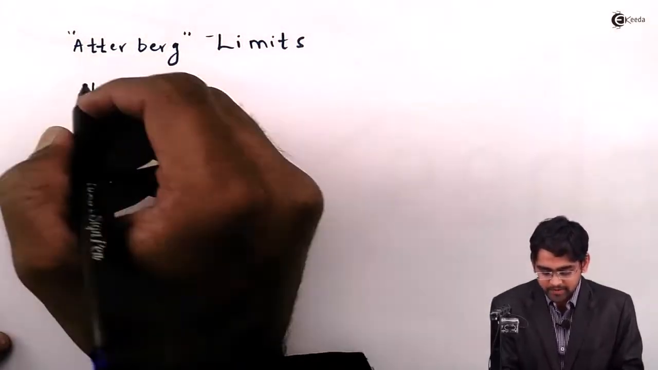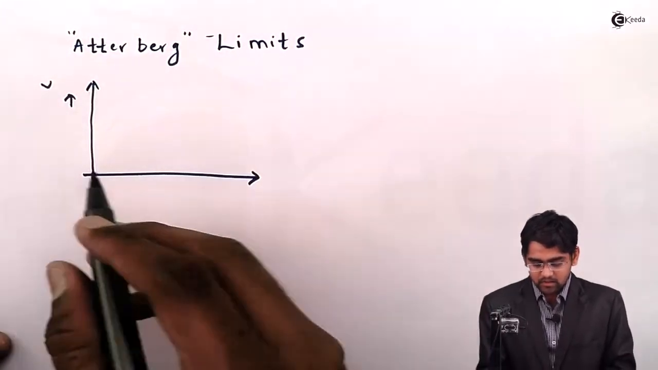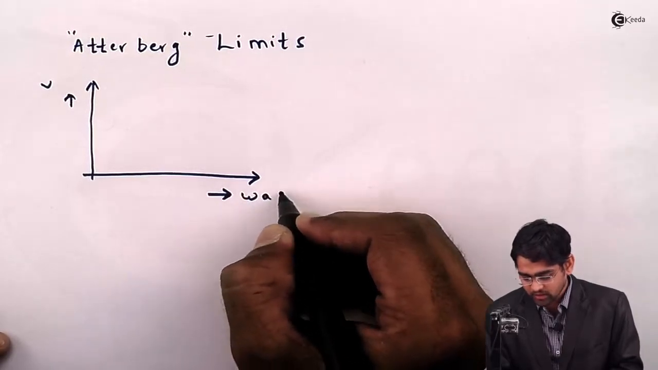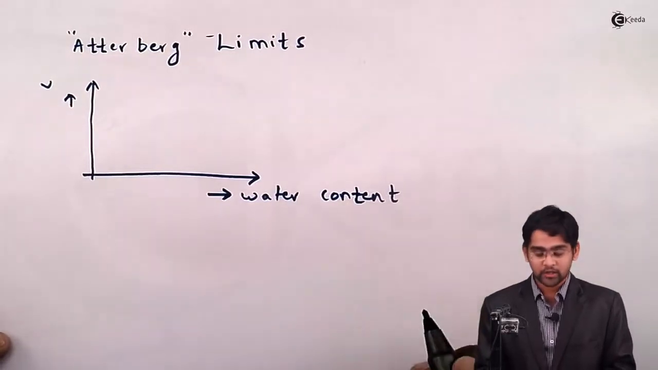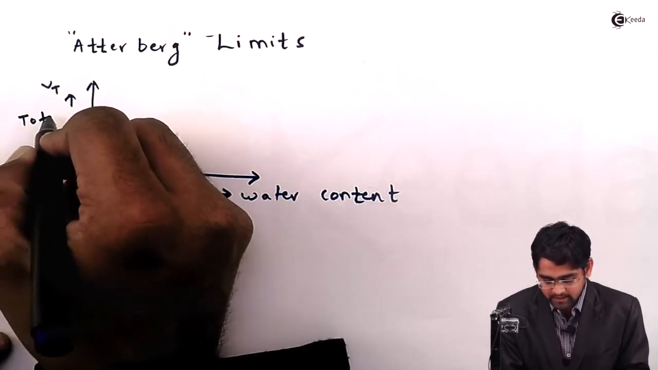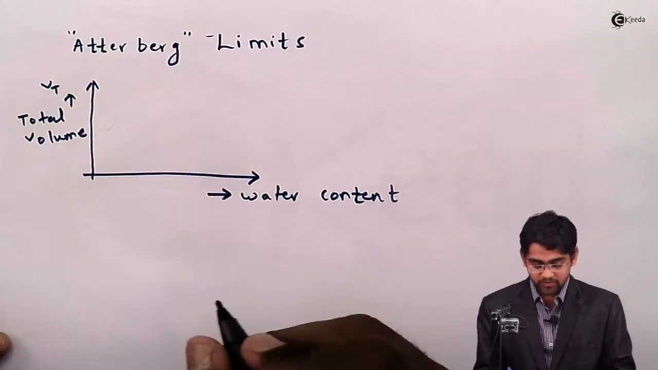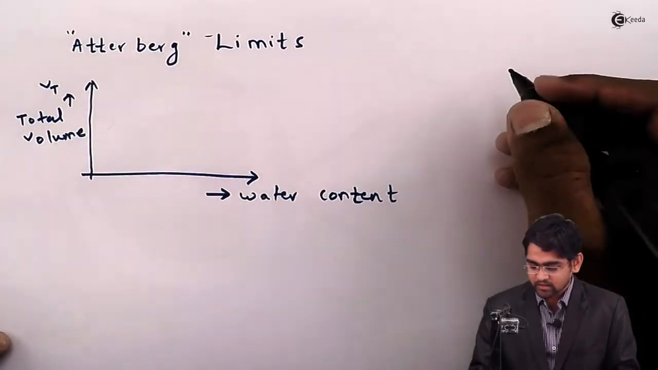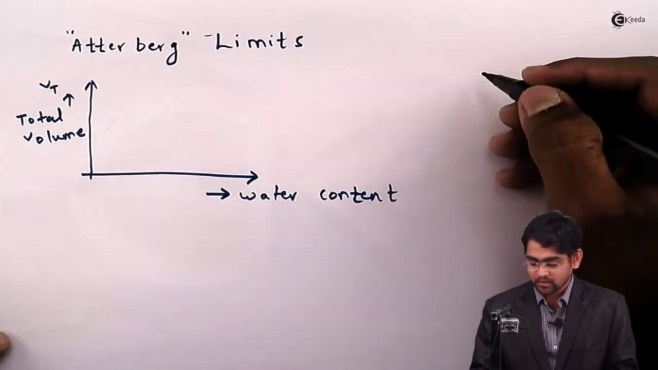That means how the total volume of a soil will vary with respect to the water content. So we have plotted water content on the x-axis and total volume on the y-axis. Remember, this is the total volume, which comprises the volume of air, water and soil solids. So we have seen there are 4 phases in which a soil can occur.